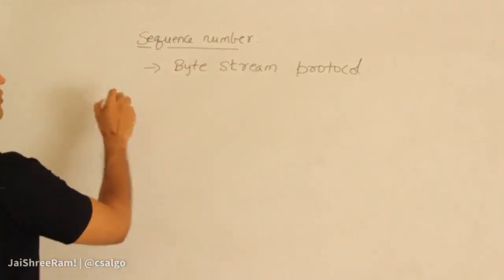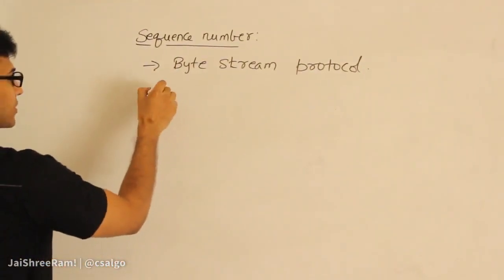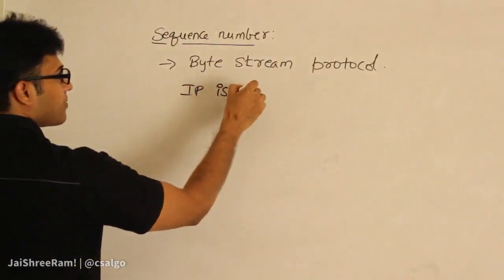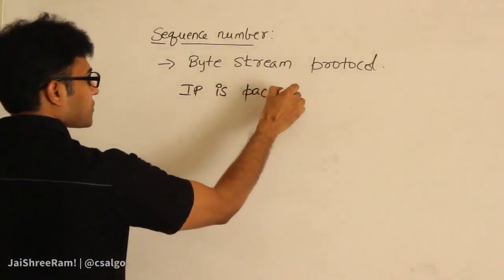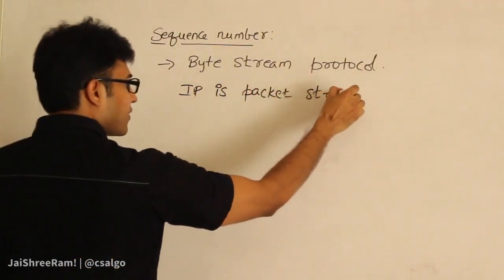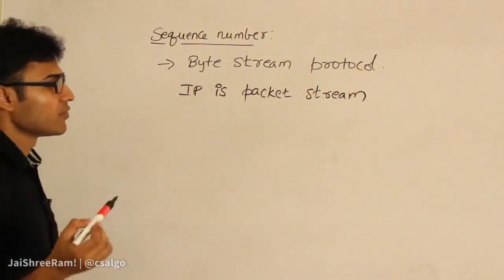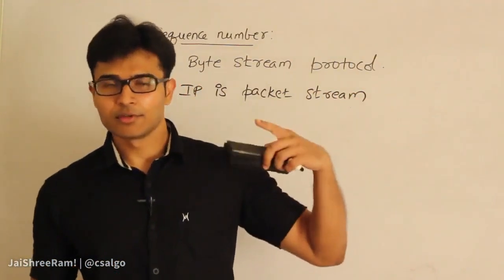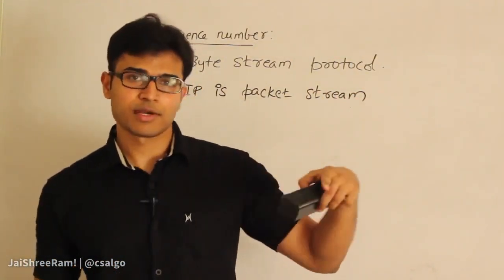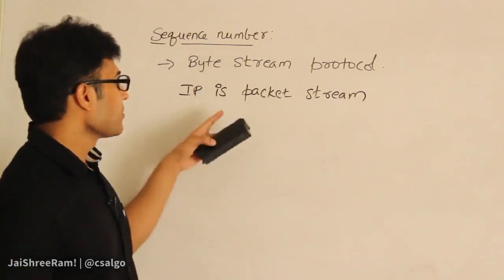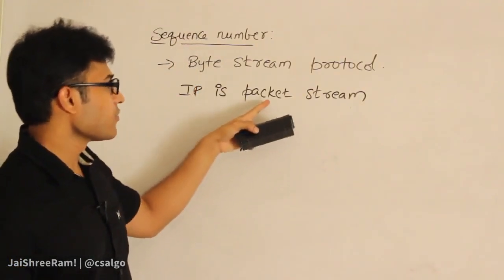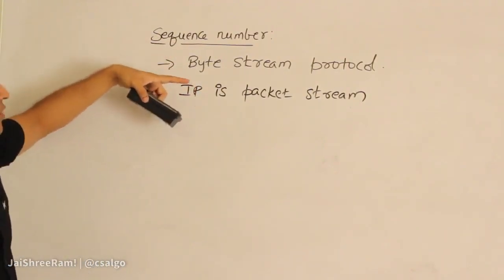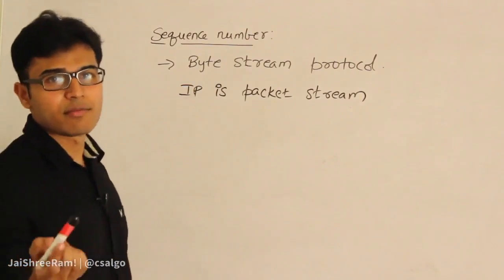And what is the difference between byte stream and packet stream? At the network layer, IP is a packet stream. Packet stream means every packet is counted. If you remember, in IP there is a number called identification number, in the second row, the first part. In that IP header, the identification number is used to count every packet number. But here in TCP, every byte is counted, and the sequence number is nothing but the byte number.